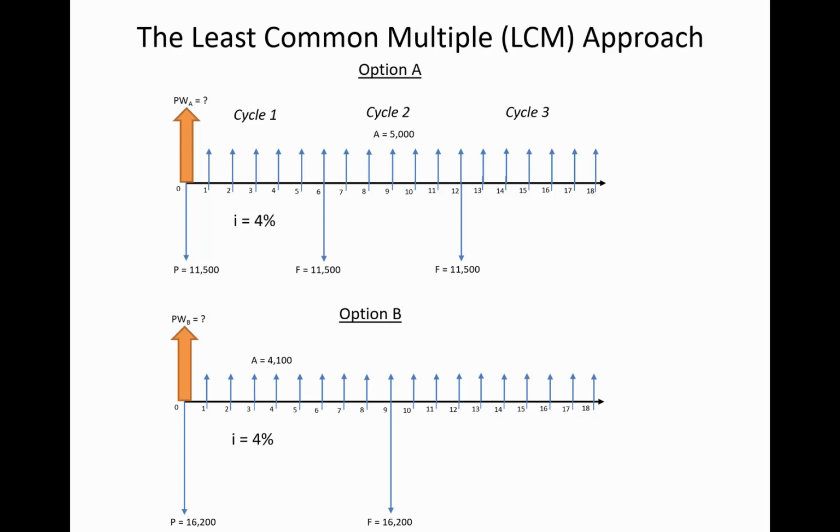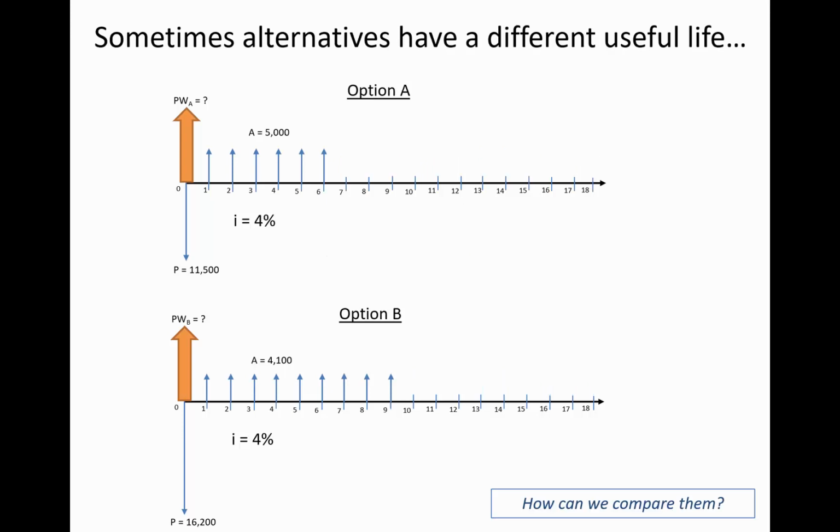And the least common multiple approach gets its name from what you want to do, which is repeat both options the fewest number of times that they both terminate in the same number of years. So if we repeat option A 3 cycles, that will get us to 18. And if we repeat option B 2 cycles, then that will get to 18. Now, it's not always going to be the case that you're given a cash flow diagram that shows how many years you should repeat it to.